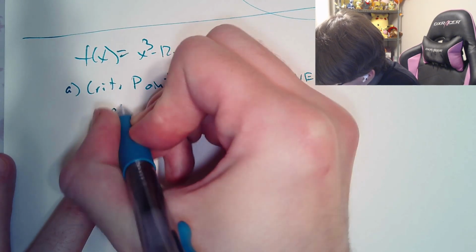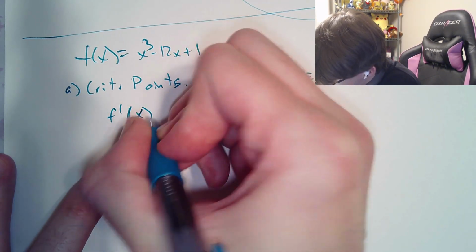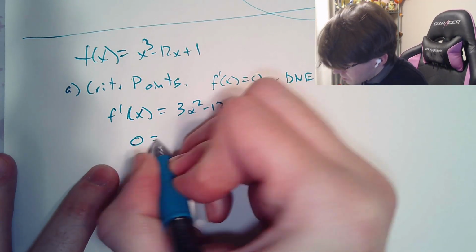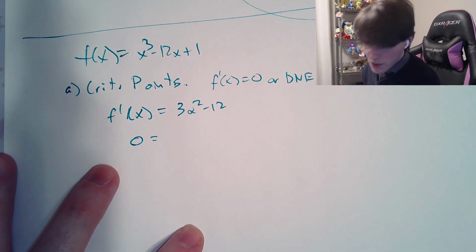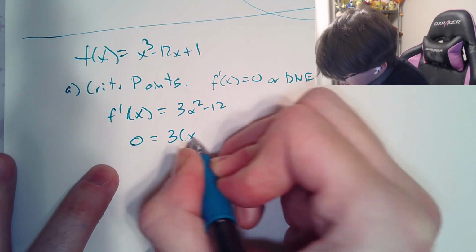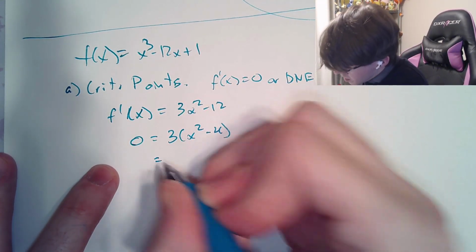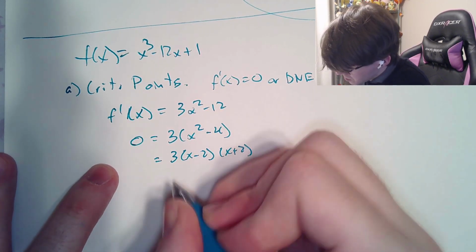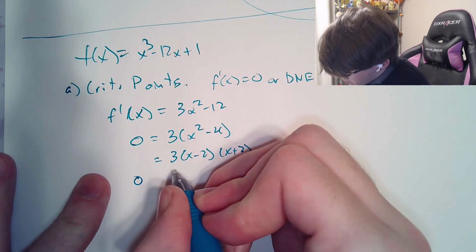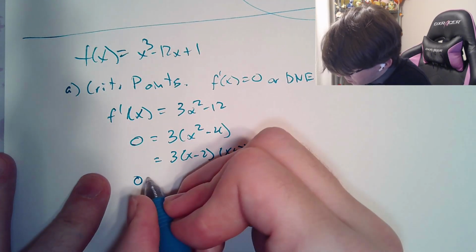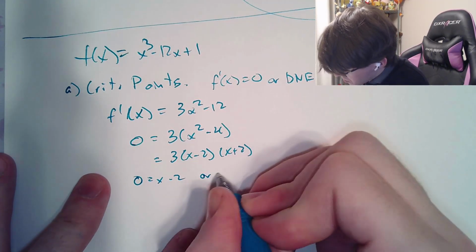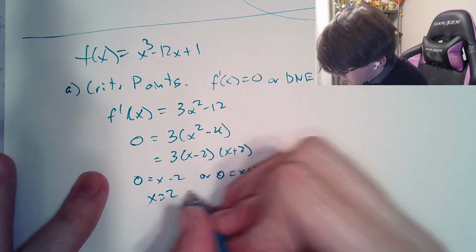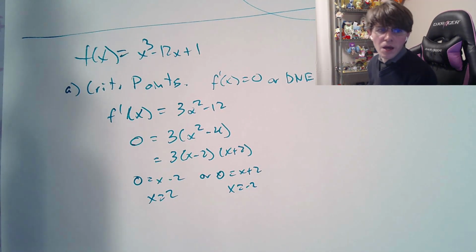So our derivative, first of all, is going to be just 3x squared minus 12, and we are setting this equal to 0. In the process of setting this equal to 0, let's go ahead and factor out a 3. We got x squared minus 4, and then factor some more, x minus 2, x plus 2, and therefore 0 is equal to x minus 2, or 0 is equal to x plus 2, so x is equal to 2, or x is equal to negative 2.